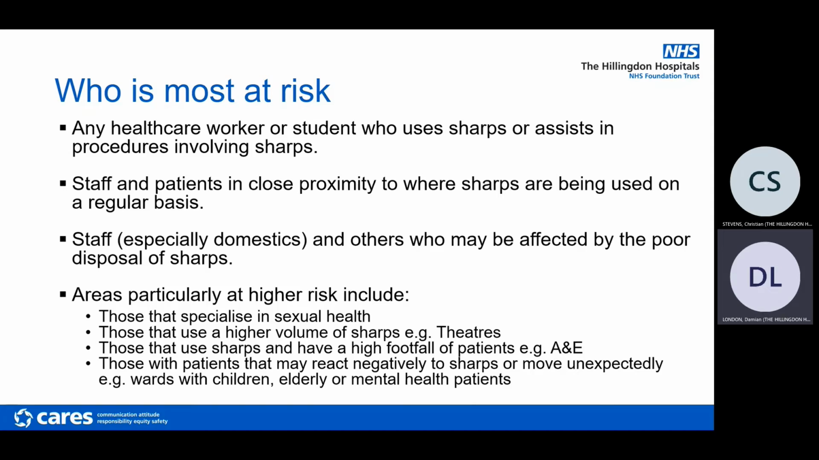And then, of course, particular high-risk areas will include areas like sexual health, where we have patients who carry bloodborne viruses, areas where there's a high volume of sharps being used, such as theatre, those areas where there's a high footfall of patients, for example A&E, and then areas where you have patients who may react negatively to sharps or move unexpectedly, for example areas where there are children, elderly patients, or mental health patients or users.